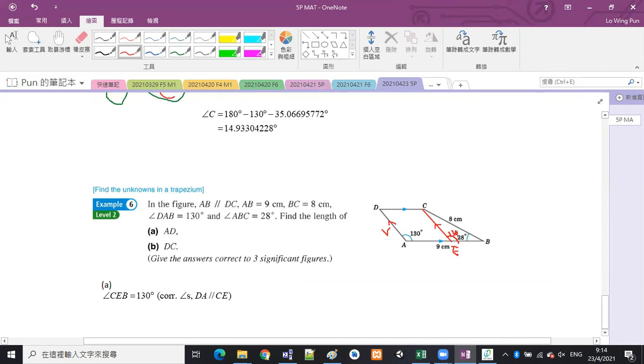130 degrees. Okay, so in triangle BCE, can you see that we have one pair of corresponding length and angle? We have 8 cm and 130 degrees, which is a pair of corresponding length and angle. And we have another angle. So we can find the corresponding length of this angle, which is CE. And AD will be the same length as CE. You understand? Okay, so let's find CE first.